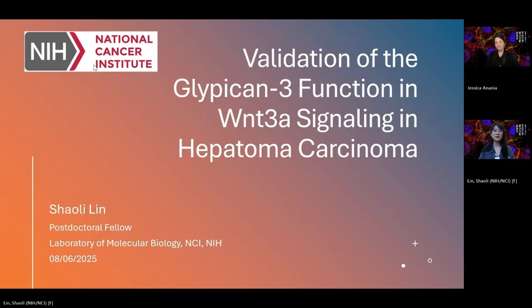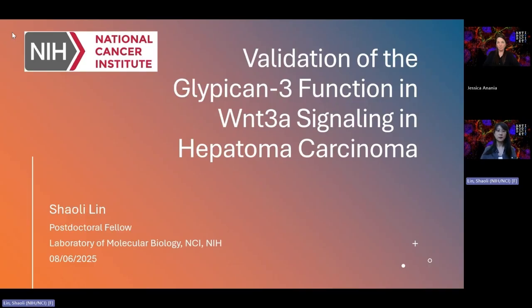Oh, that's really interesting. And so I'm guessing your lab has delved deeper into this, and you're going to show us some more of your research shortly? Yeah. The topic I'm going to introduce is the validation of glypican-3 function in Wnt3A signaling in hepatocellular carcinoma.